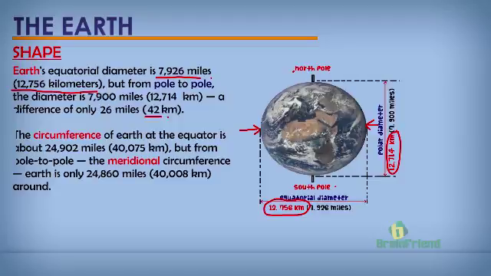The circumference of the Earth also at the equator is 24,902 miles, but from our north to south pole, that is the meridional circumference, we have 24,860. So again, we see a difference in the measurements to prove again that the Earth is slightly spherical rather than round.